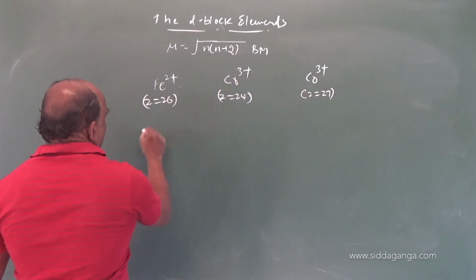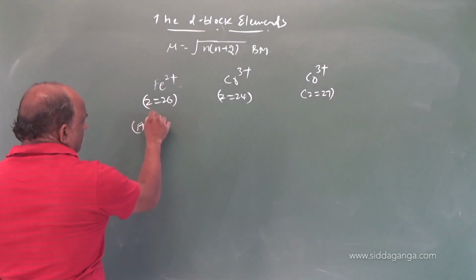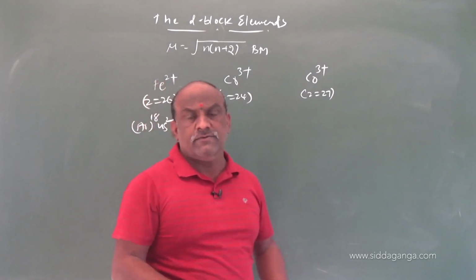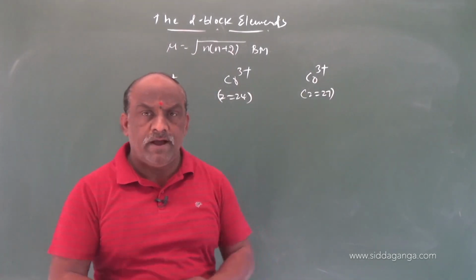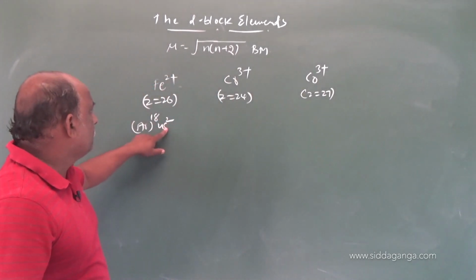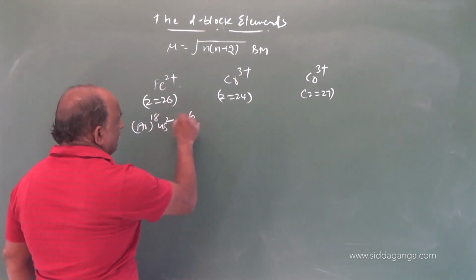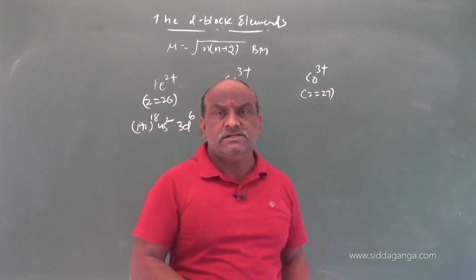So for 26, we already know argon 18, 4s2. Up to this, 20 electrons will be over. Still 6 electrons remain, and those 6 electrons enter into 3d6.